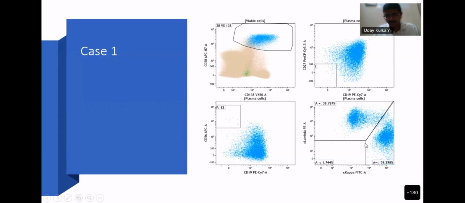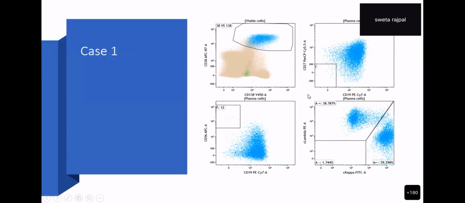So apparently, the abnormal plasma cells should fall somewhere in this lower left square. Dr. Sujay or anybody else, would you like to comment on this? I would. I can help you with this, sir. I'm Dr. Shweta here, sir.